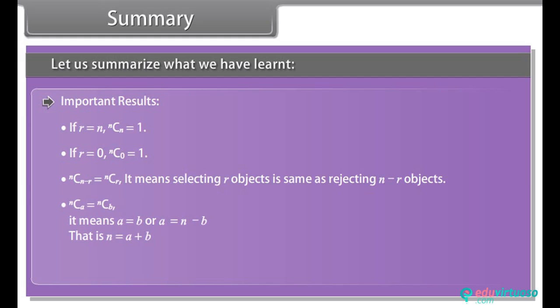nCa is equal to nCb. It means a is equal to b or a is equal to n minus b, that is, n is equal to a plus b. nCr plus nCr-1 is equal to n+1Cr.